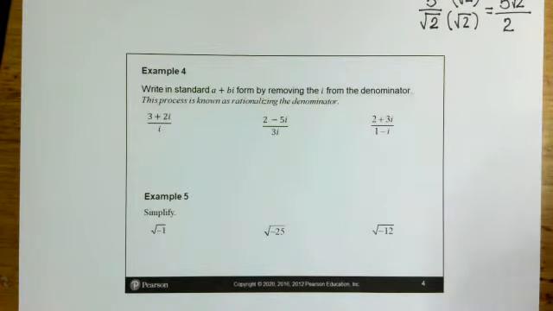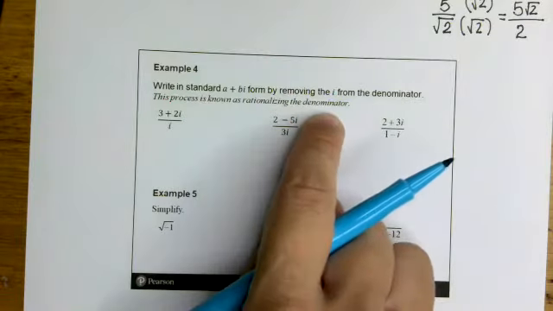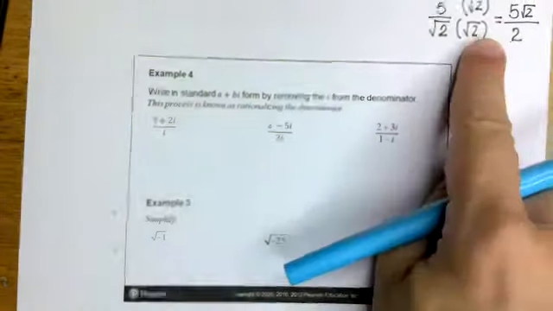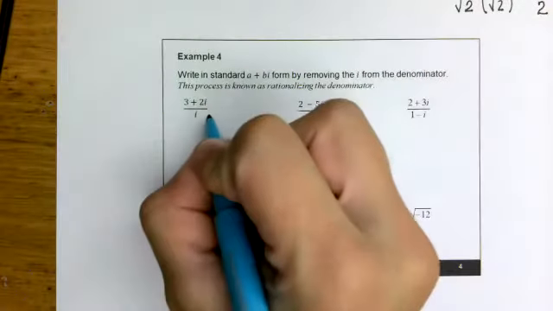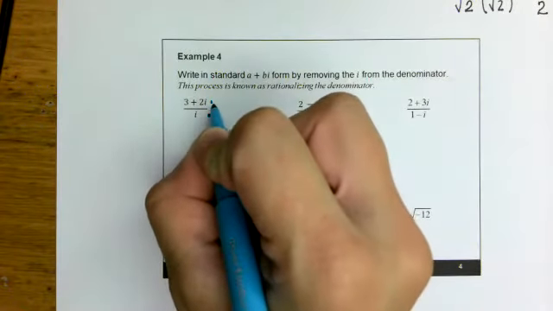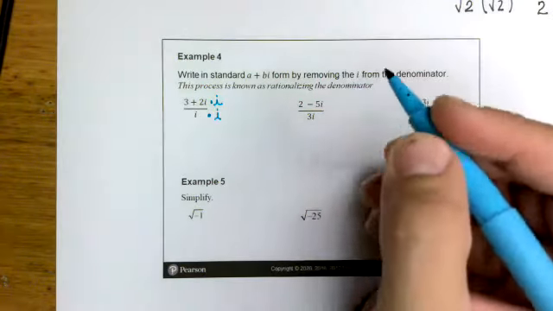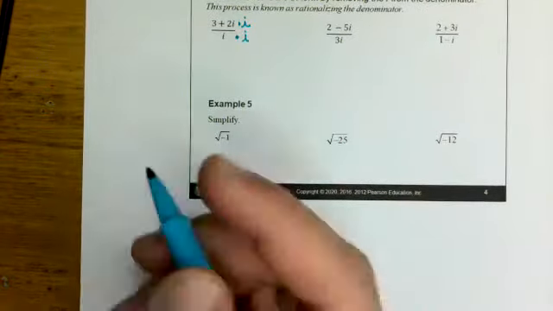So we have 3 plus 2i all over i. We need to remove the i from the denominator. It's also known as rationalizing the denominator, making the whole fraction proper. We're just going to multiply. Here, we just multiplied them both by the square root of 2. Here, multiply the numerator and the denominator by i. I'm going to put it down here because I'm going to run out of space.